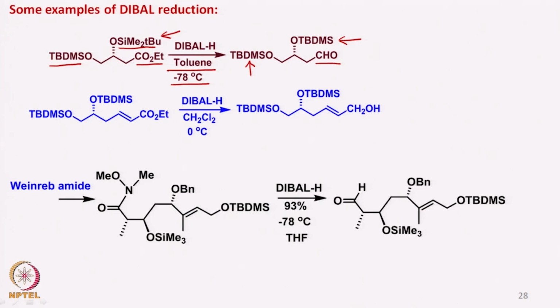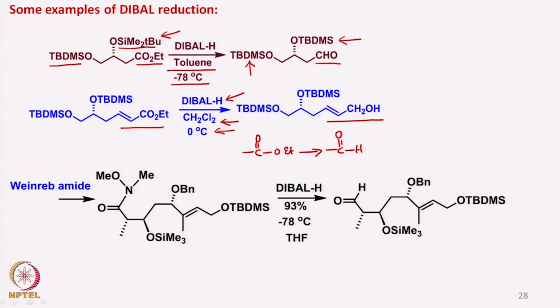This has been done in the literature, and we can also take alpha beta unsaturated ester and convert it to the corresponding alcohol at 0 degree centigrade in dichloromethane. In this case, as you can imagine, you will obviously use more than 2 equivalents of the diisobutyl aluminum hydride. If one wants to stop the reduction of an ester at the corresponding aldehyde, there are methods which are other than the dibal.